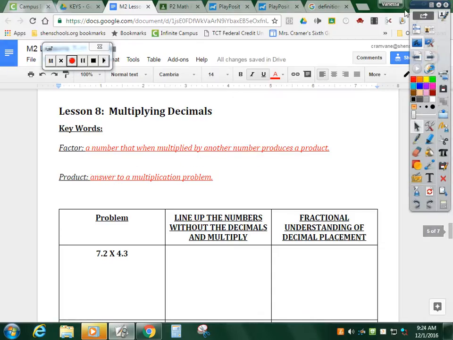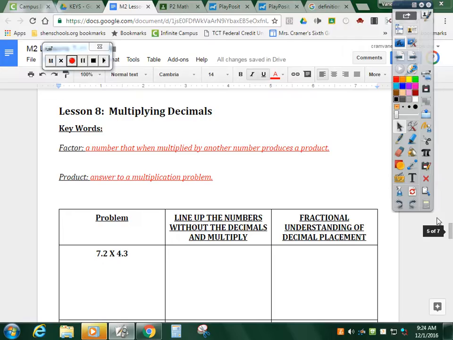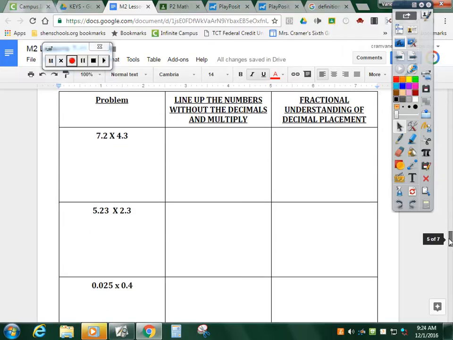So in order to teach you how to multiply decimals, we have set it up in 2 columns. The first column's directions say line up the numbers without the decimals and multiply. So I'm going to take my first example and I'm going to pretend the decimals aren't there. 72 times 43. I line it up and I pretend the decimals are not even there. You can pop them back in now.